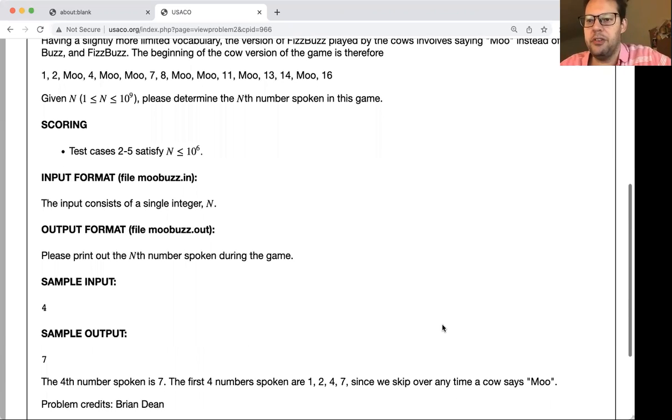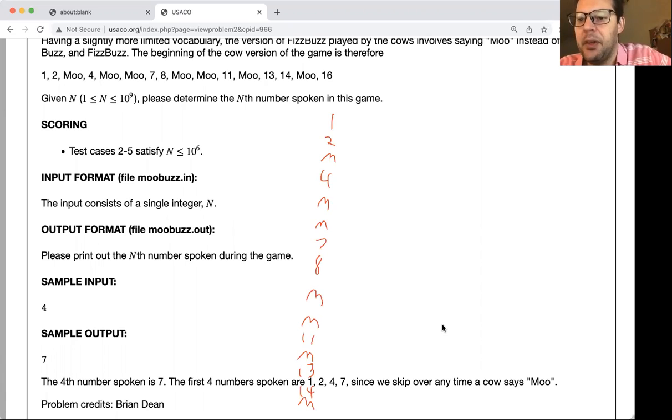All right, so the first thing I'm going to do is write out the first 30 numbers. So I've got 1, 2, moo, 4, moo, moo, 7, 8, moo, moo, 11, moo, 13, 14, moo. That's the first 15. Let's go down the next 15. And this is maybe something you would have noticed if you tried to write these out already.